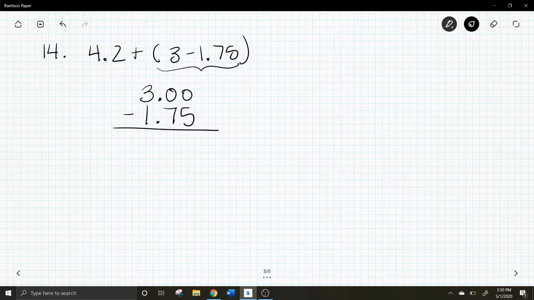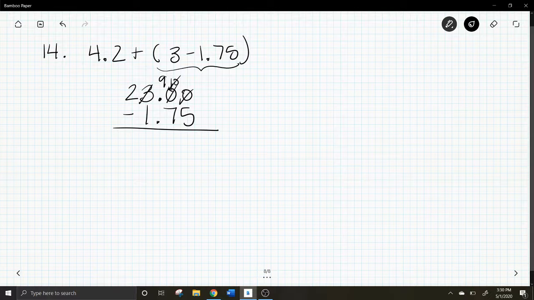Okay, so we can't do 0 minus 5, so let's borrow. This would become 10 and then become 9, and this 0 becomes 10. So 10 minus 5 is 5, 9 minus 7 is 2, carry down your decimal, and 2 minus 1 is 1. All right, so now the problem is 4.2 plus 1.25.